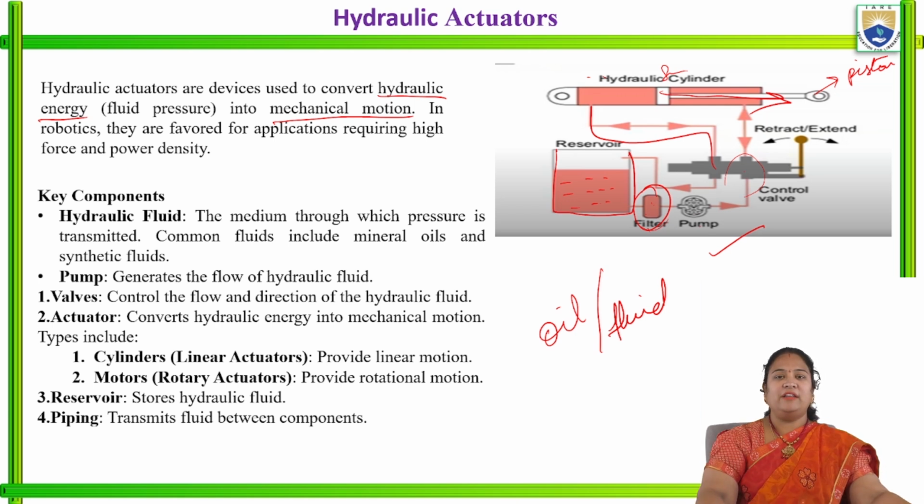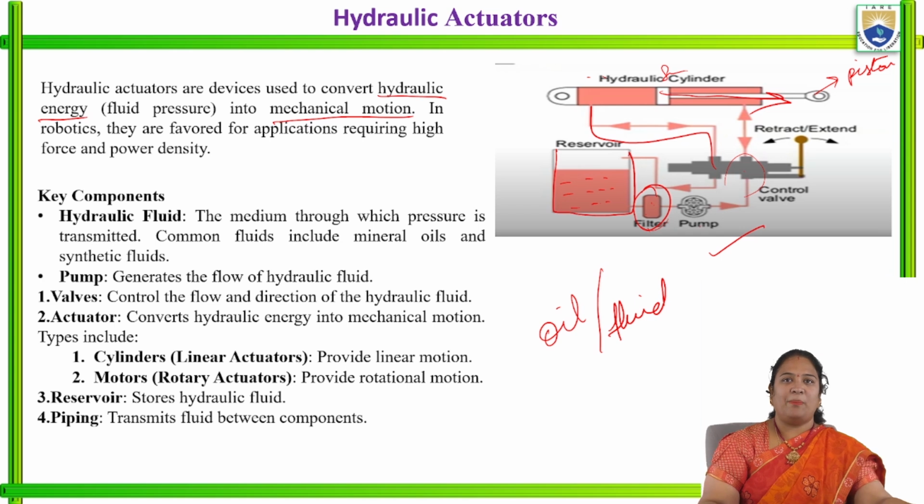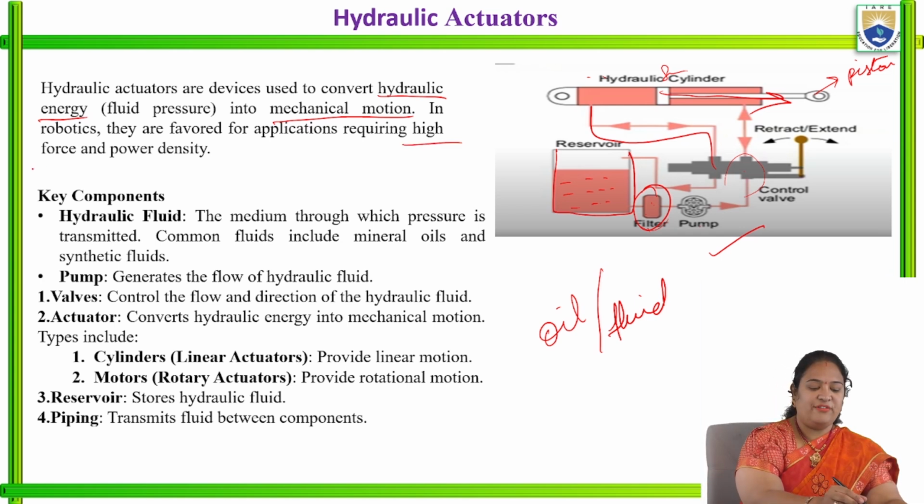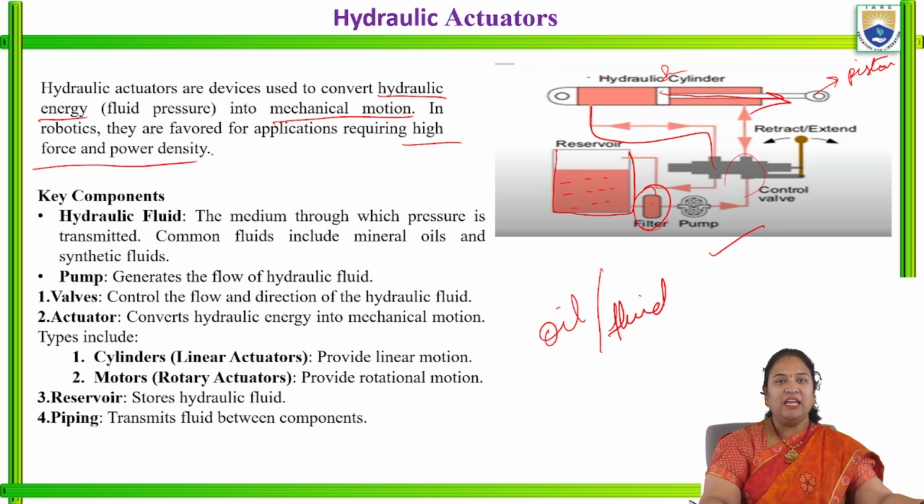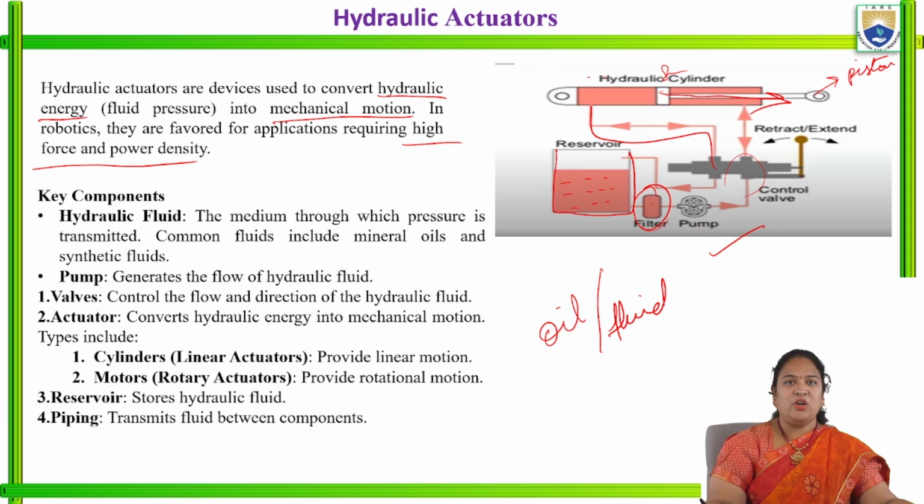So the hydraulic device is one of the important devices used to convert hydraulic energy into mechanical motion for the movement of the robot manipulator. In robotics, they are favored for applications requiring high force and power density. So generally, when we require high force and power density, we use this type of component.